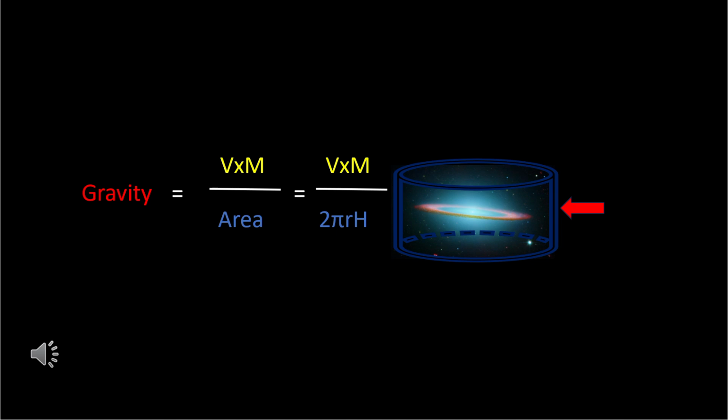With simplicity, we could say that the flow of space around a galaxy could be in the shape of a circular disk. To generalize, we could then say that our formula, gravity equals the flow of space divided by the surface area through which that space travels through, could be Vxm divided by the surface area of a disk.